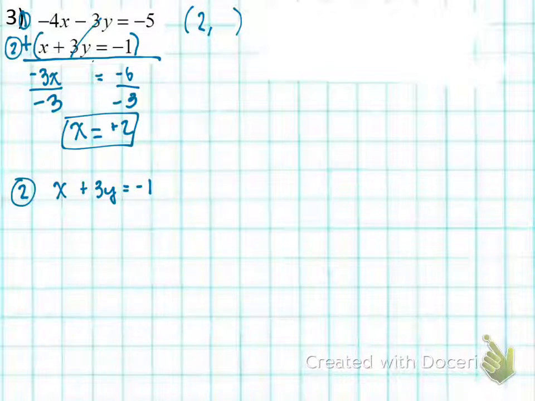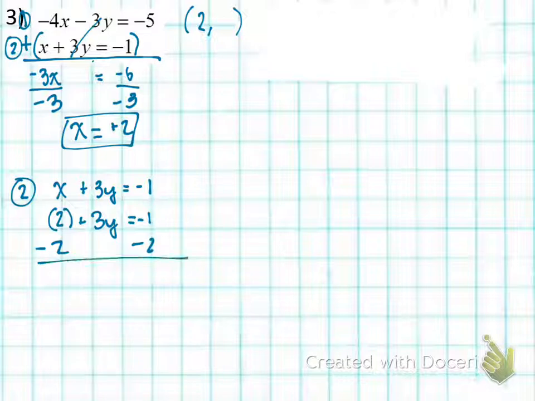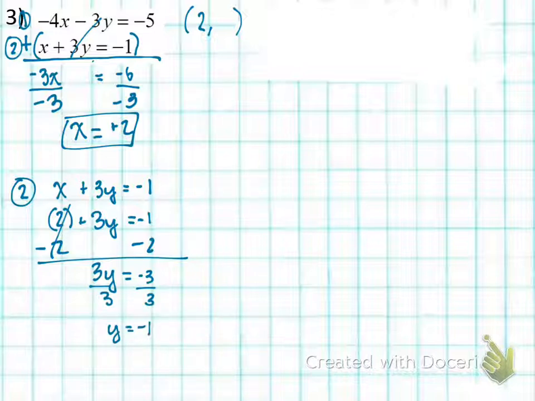And instead of x, we're going to substitute 2, okay? And we're solving for y now. So how do we solve for y? Subtract 2 first, good. So we got 3y is equal to negative 3. How do we solve for y? Divide by 3 on both sides, so we get y is equal to negative 1, good.